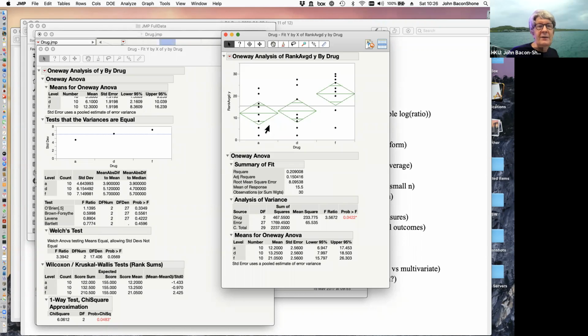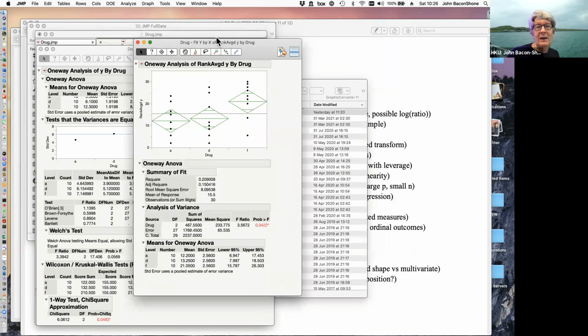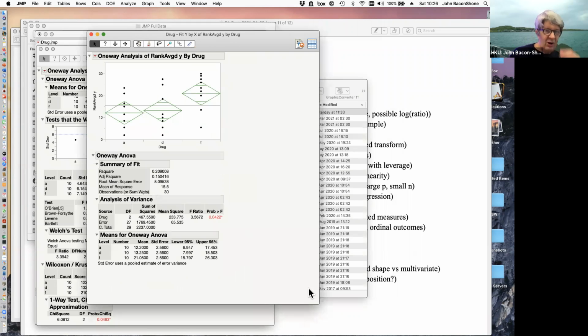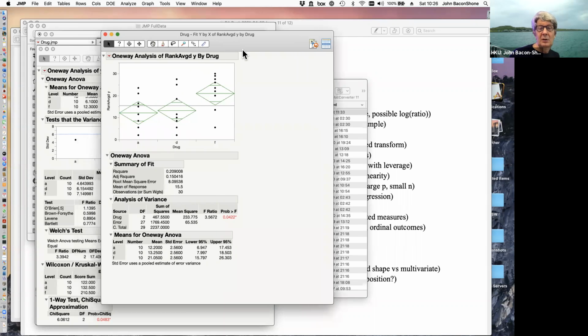And if we look at this, though, we might say, well, what I actually care about is not particularly whether they're all three different. I really want to know whether drugs A and D are better than the placebo. So smaller values are good here. If you look at the graphic, it looks like the two drugs, A and D, are actually quite similar compared to the placebo.